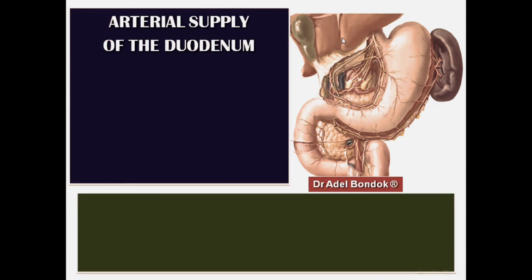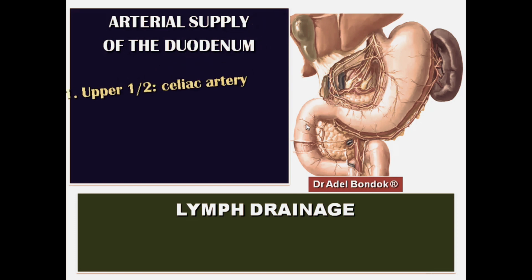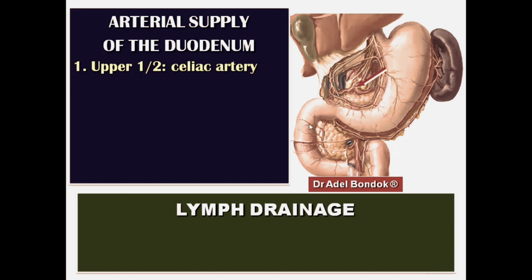Now, arterial supply and lymph drainage of the duodenum. Again, the duodenum is developed from the foregut and the midgut. Therefore, it is supplied by 2 arteries. The upper half is supplied by the celiac artery. The lower half is supplied by the superior mesenteric artery.